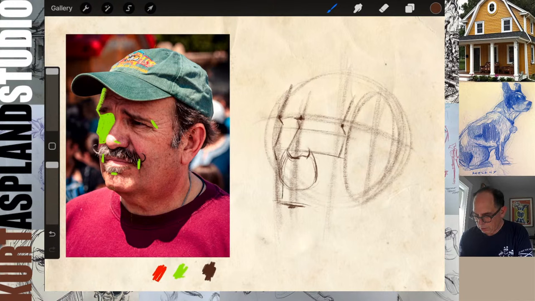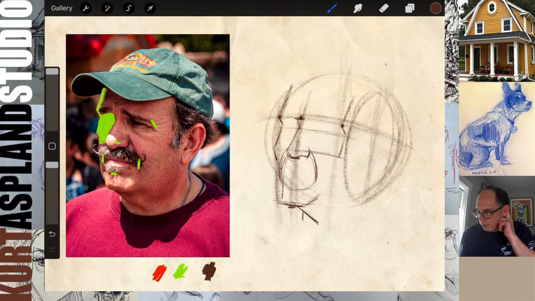Okay, chin. And then you can see this part of his neck, you see this? He's an older gentleman. And you can see it's coming down like this. We'll clean that up in just a second here.